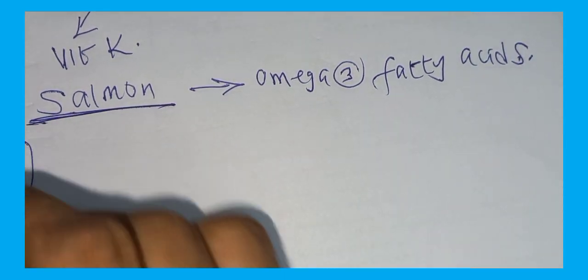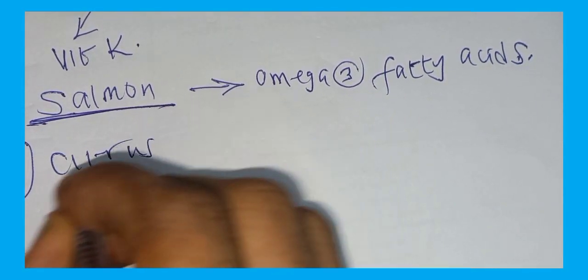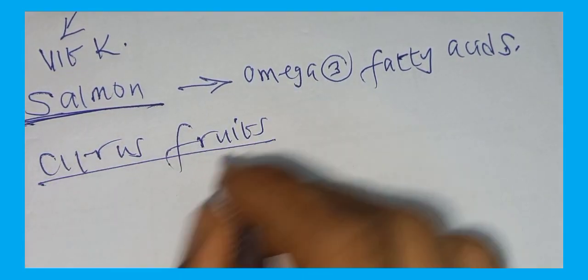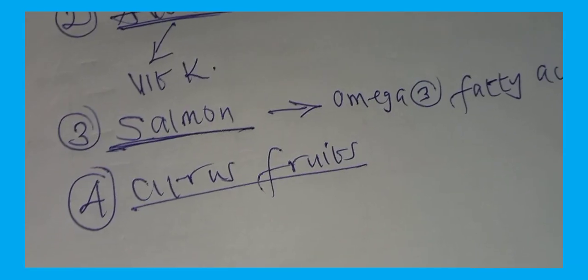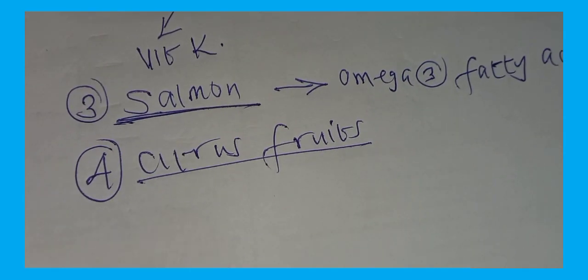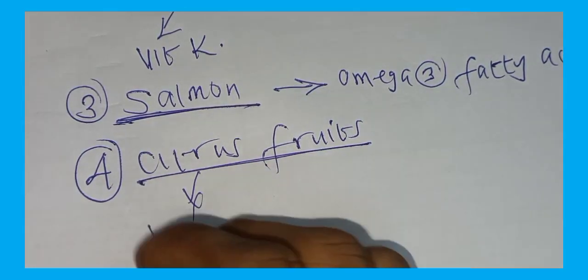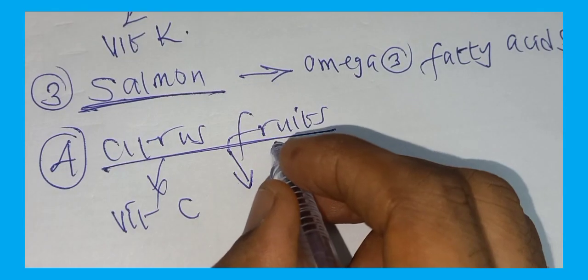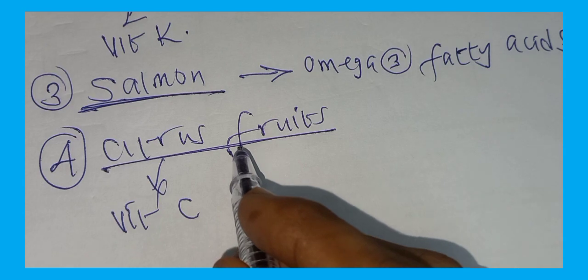Number four, citrus fruits. Citrus fruit is also good, one of the best foods that will boost your fertility. Citrus fruit is very rich in vitamin C.